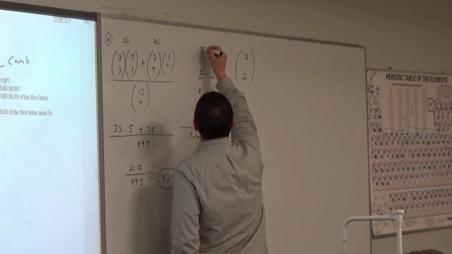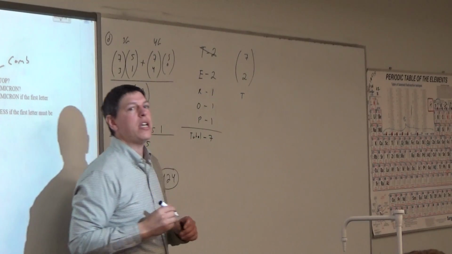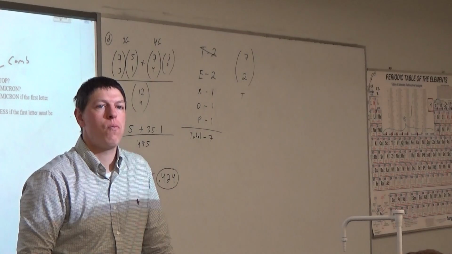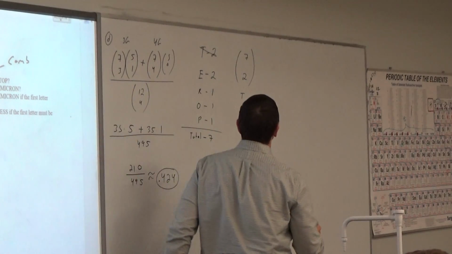So now I've gotten rid of the T's, right? I've selected those 2 T's. There are 7 spaces and I have 2 T's to pick from, right? Okay. Let's say I want to pick the E's next.